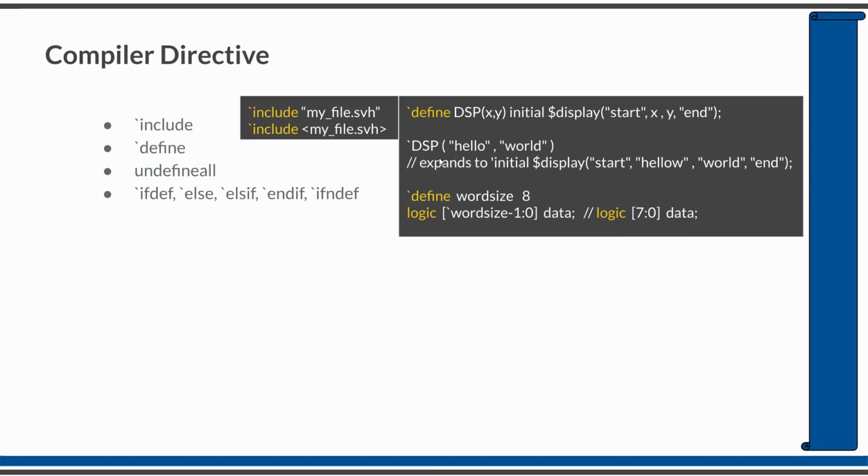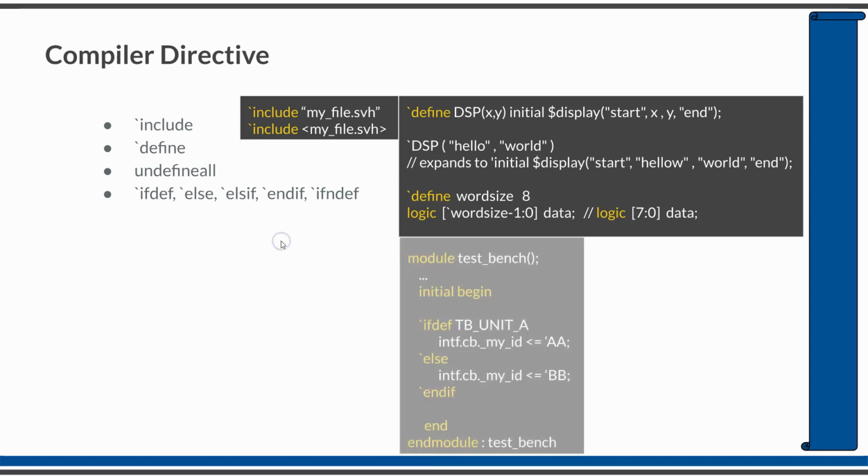After defining a lot of macros, if you want to undefine them, or remove the definitions, you can use the `undefineall macro, which will undefine all the macros which have been encountered with `define. And the next set of compiler directives will be `ifdef, `else, `elsif, and `endif. These are again conditional compilation macros, which might be quite useful, especially if you're sharing files across different units and so on. So we'll see an example.